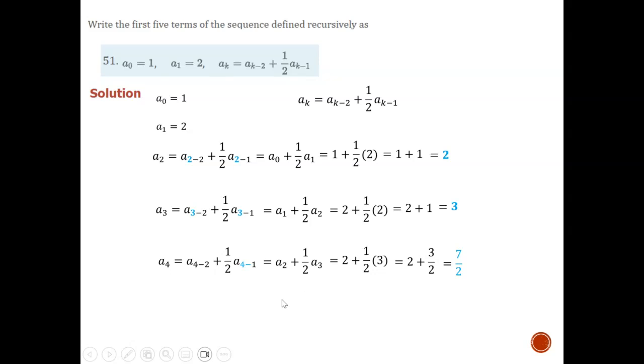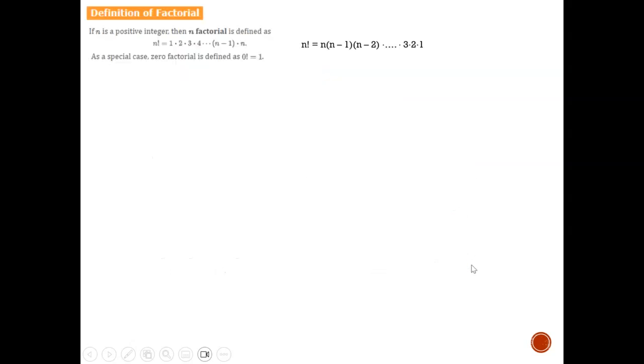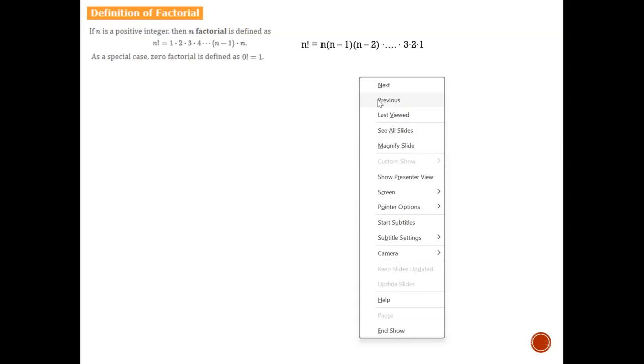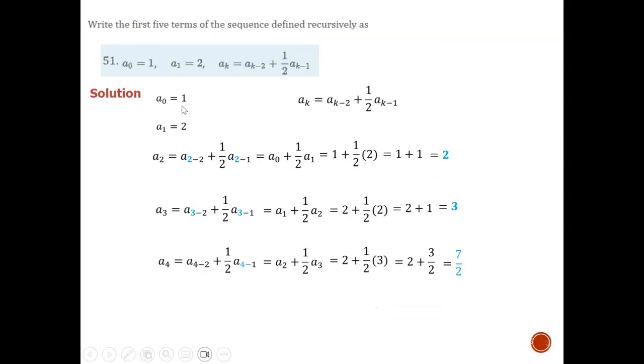That's your answer, guys. There's my first 5 terms. We start with 1, and then 2, and then 2 again, then 3, and then 7 over 2. Okay, let me go back. Yeah, so again, it's 1, 2, 2, 3, and 7 over 2. Those are my first 5 terms.